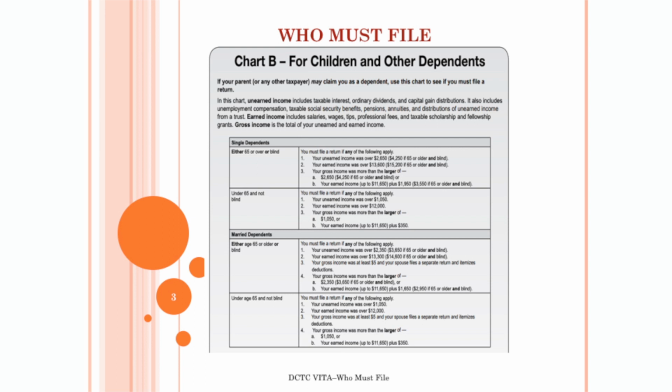Let's just take one more, for married dependents. We drop down to the second banner: either age 65 or older or blind. So you can see the difference, the "or" and the "and" situation going on there. So be sure to read the charts very, very carefully.